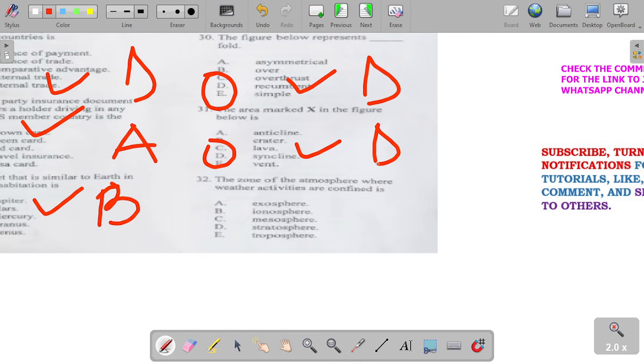32. This is the zone of the atmosphere where weather activities are confined. We have exosphere, ionosphere, mesosphere, stratosphere, and troposphere. 32 is troposphere.